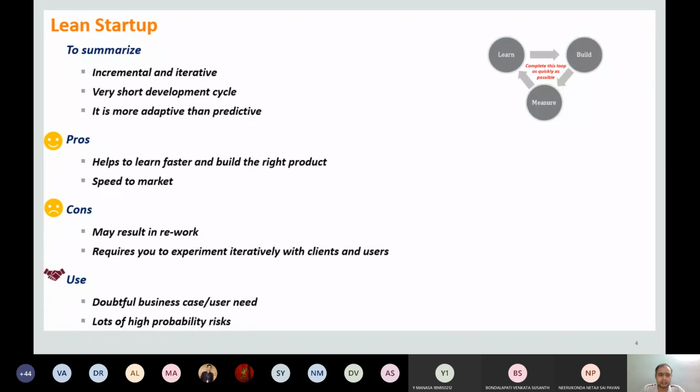Whenever you have a doubt in business, this is going to be a handy tool which you can use to launch your business in a short span of time. So that was what we had discussed in the last class. Now let's enter into creativity and design thinking.